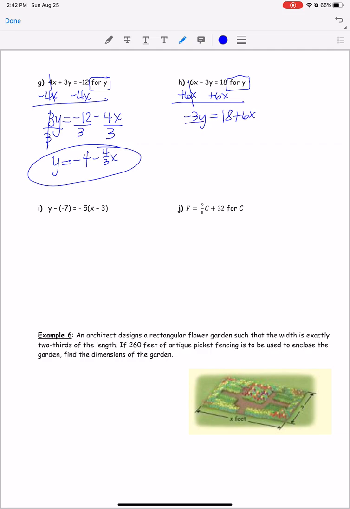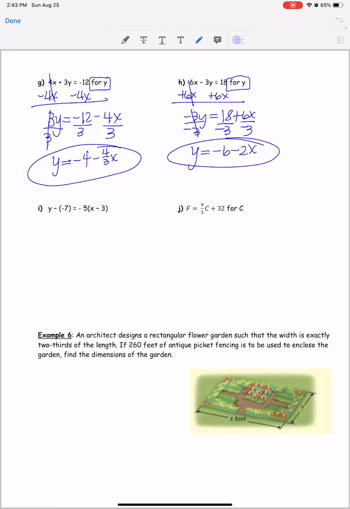And then to get y by itself, divide by negative 3. And I'm not just dividing one thing or the other by negative 3. We're dividing both of these by negative 3. So I've got y equals 18 divided by negative 3 is negative 6. And 6 divided by negative 3 is a negative 2. So negative 2x.